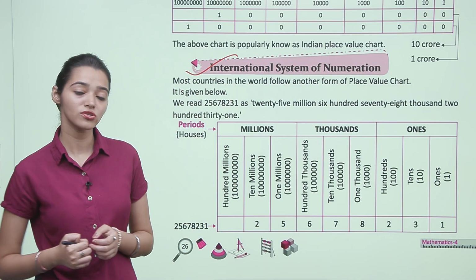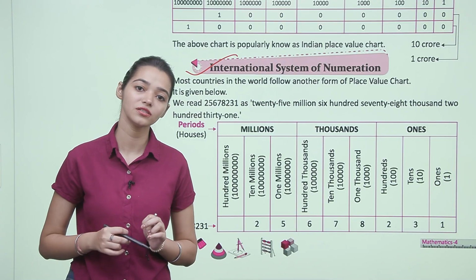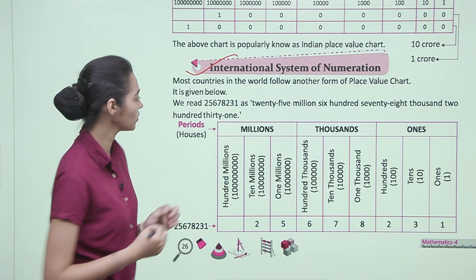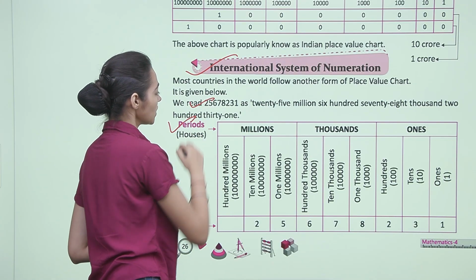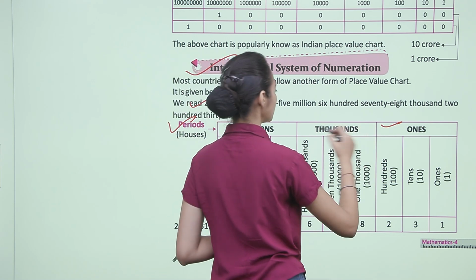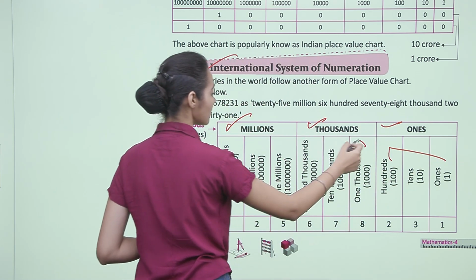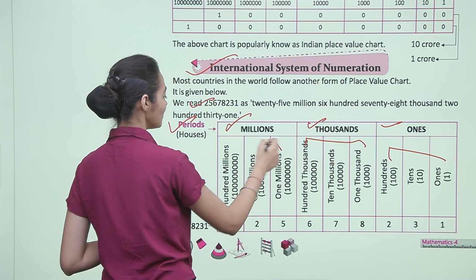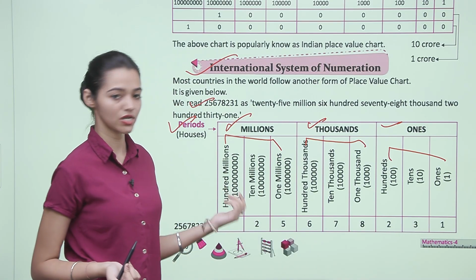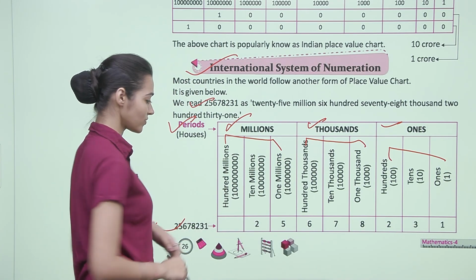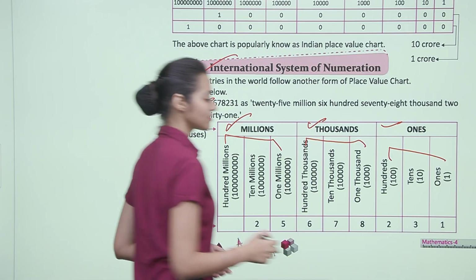Now let's start with our international system of numeration. Most countries in the world follow another form of place value chart. It is given below, which is this one. The periods are ones, thousands and millions. In ones we have ones, tens, 100. In thousand we have 1000, 10,000, 100,000. In million we have 1 million, 10 million and 100 million. And this is our number which we can represent in our place value chart.